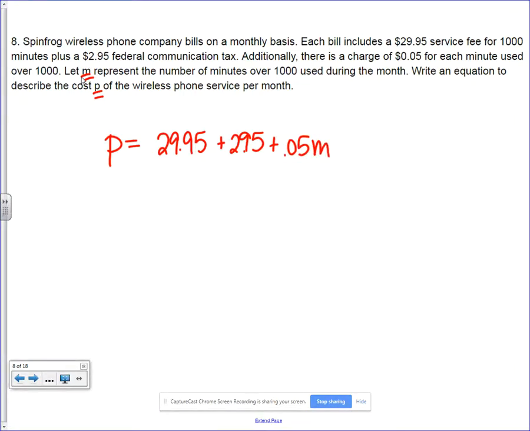If you wanted to, you can combine the $29.95 and the $2.95 together. Those are like terms. They both do not have variables, so they both can be put together. And that would give me 32.9 plus 0.05M. Either one of those would be acceptable.